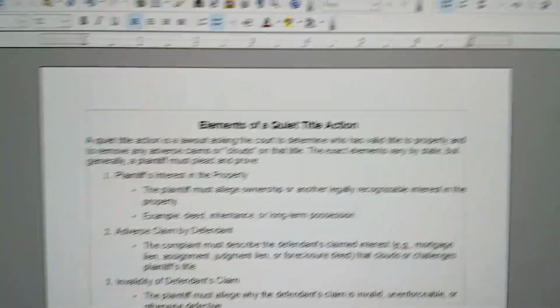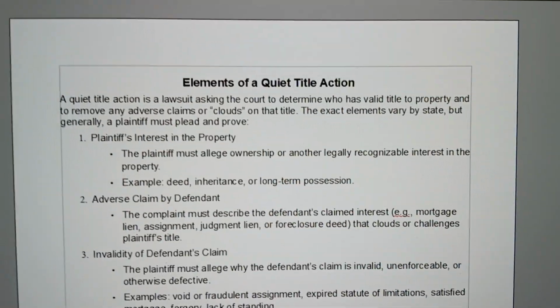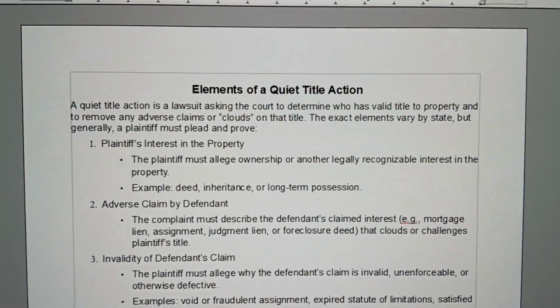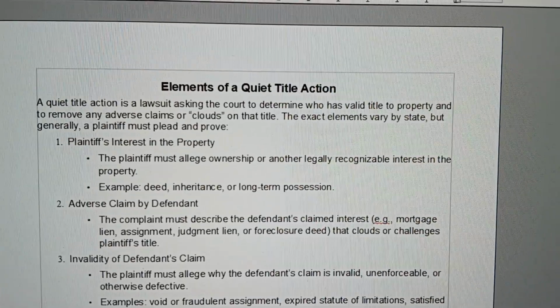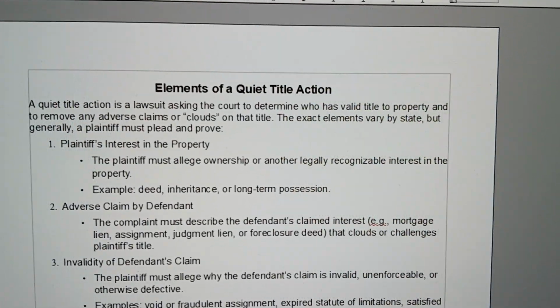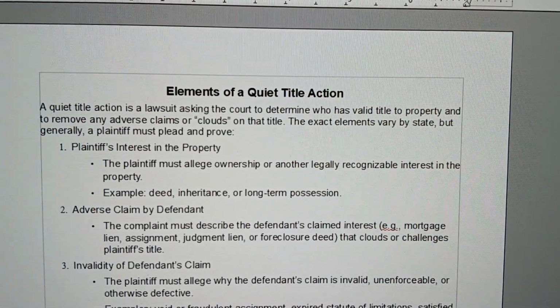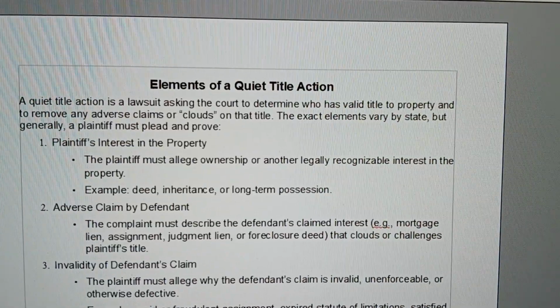Okay, so today we're going to go over quiet title actions and some things that everybody needs to be aware of. These are just some things that I wrote some notes about to help y'all, and let's talk about them. Elements of a quiet title action. A quiet title action is a lawsuit asking the court to determine who has valid title to property and to remove any adverse claims or clouds on that title.